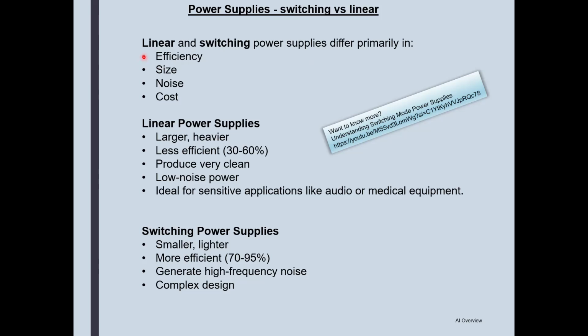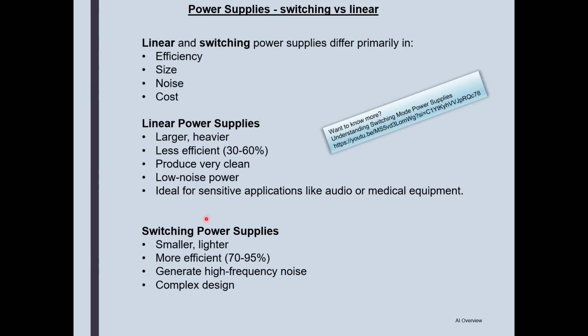So, okay, what did I say here? Linear and switching power supplies differ primarily in efficiency, size, noise, and cost. Linear power supplies are larger and heavier, and also less efficient, meaning the amount of energy it consumes compared to the amount of energy it gives. Oh, look at that! It's a low efficiency, 30 to 60%, but produces very clean, low noise power. That should be a comma, and this should be one line here. Ideal for sensitive applications like audio or medical equipment.